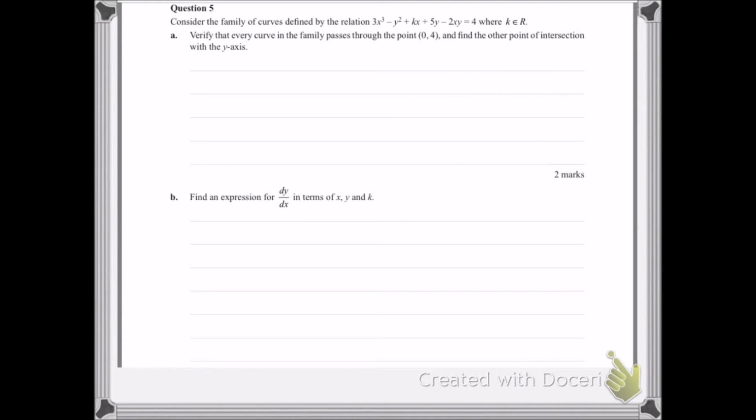Okay, and to verify that a point is on a curve, we do that by substitution. And then we've got to find other points of intersect with the y-axis. So, got to remember, from the point you've got x equals 0, y equals 4, and points on the y-axis, well, that occur when x is 0. So there's the little substitutions we're going to be doing.